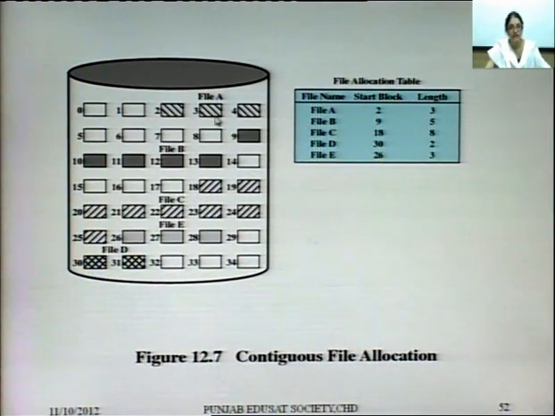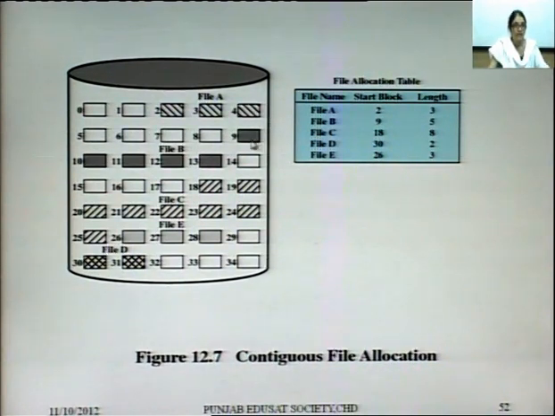Here different files are stored, and this is the file allocation table that is maintained related to each file, having their starting block and their length. For example, file A has its starting block number 2. This is the starting block of file A, and it has its end at 4. So its length is 3: 2, 3 and 4, total block length is 3.